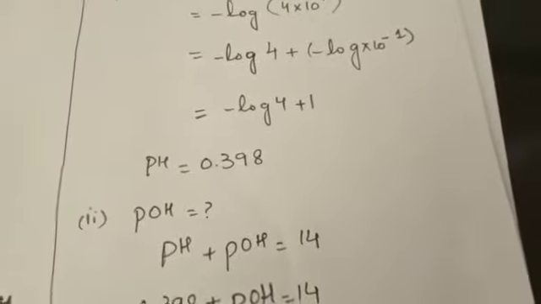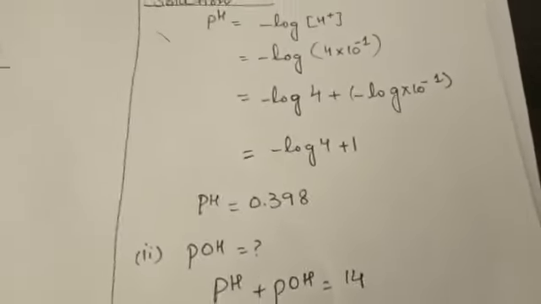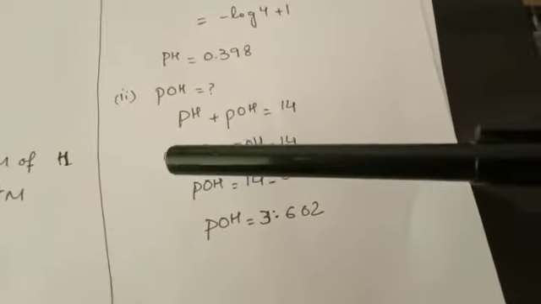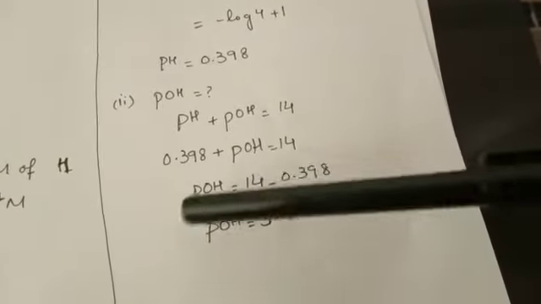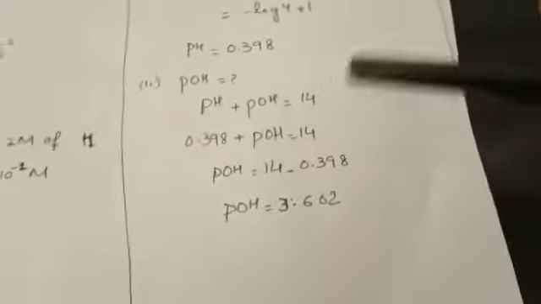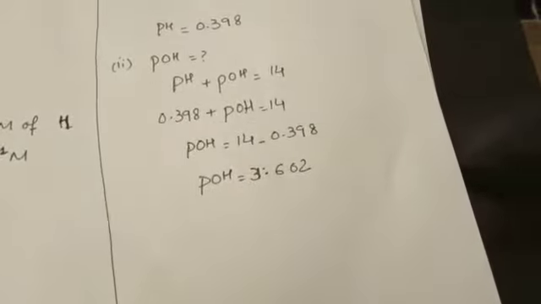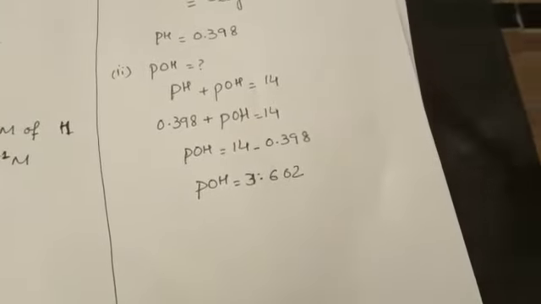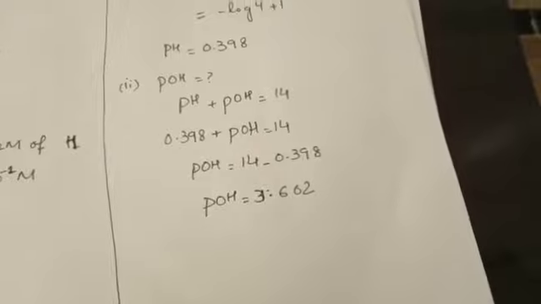Now we need to find the pOH. We can find the pOH through the equation pH plus pOH is equal to 14. So put the value of pH and then perform the mathematical operation. This value is added, and on the other side of the equals sign it will be minus, and this is the value of pOH. This is numerical number 1.